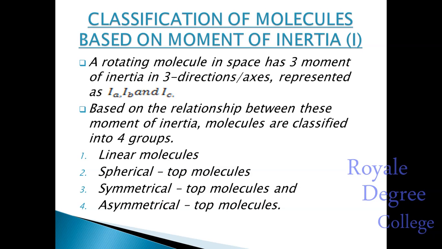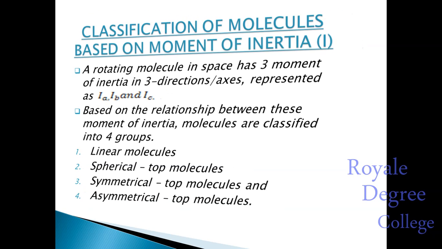A rotating molecule in space has 3 moments of inertia in 3 directions or in 3 axes, represented as IA, IB and IC. Based on the relationship between these moments of inertia, molecules are classified into four groups. They are linear molecules, spherical top molecules, symmetrical top molecules, and asymmetrical top molecules.